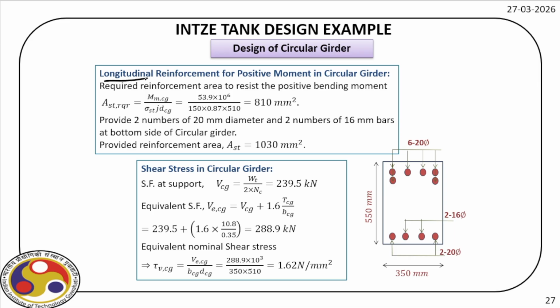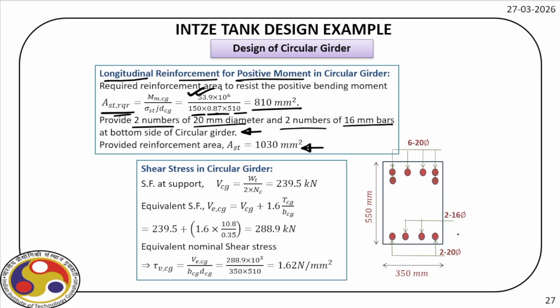Now we have to provide longitudinal reinforcement for positive moment. Adopt the same approach. We have already evaluated positive moment divided by sigma st times j times d CG. All of these values we have found out. So we can get the area of steel required, which is 810. So we provide 2 numbers 25 bars and 2 numbers 16.5 bars at the bottom side of the circular girder. So area of steel provided is 1030 millimeter square, which is greater than the AST required.